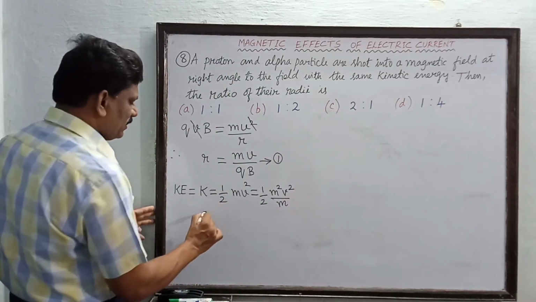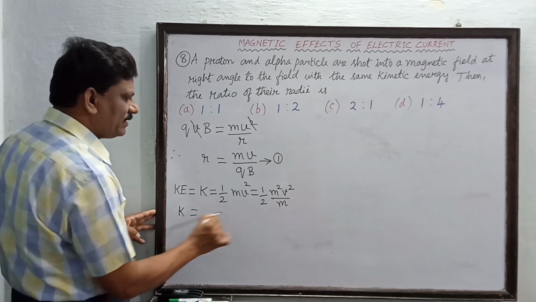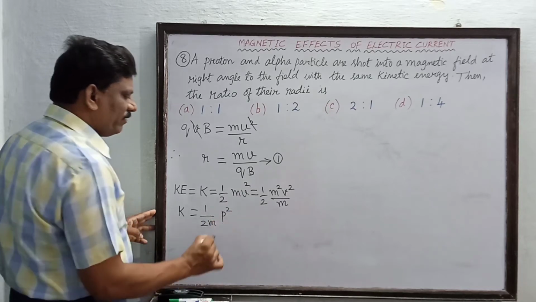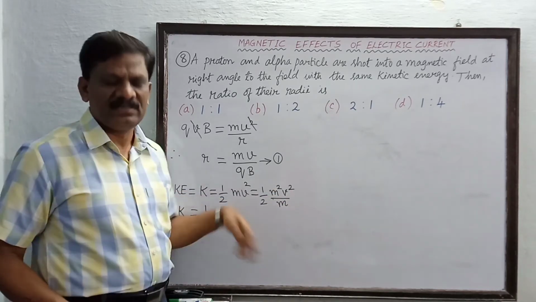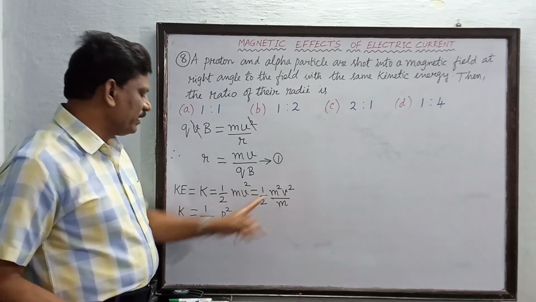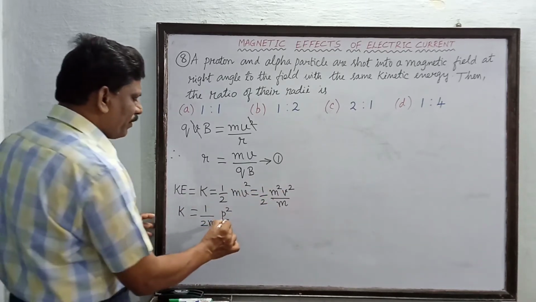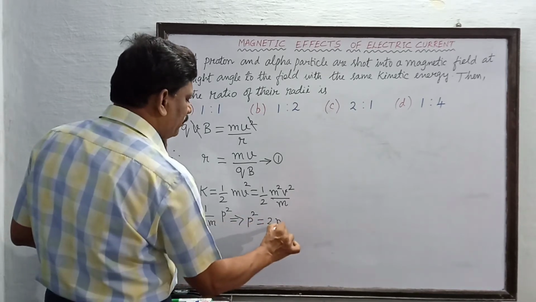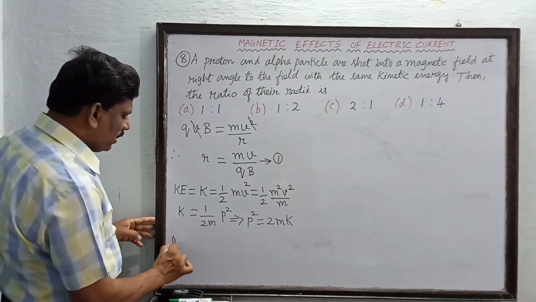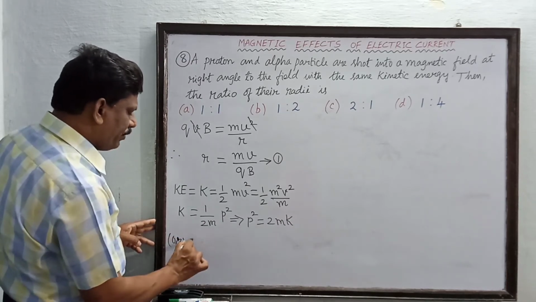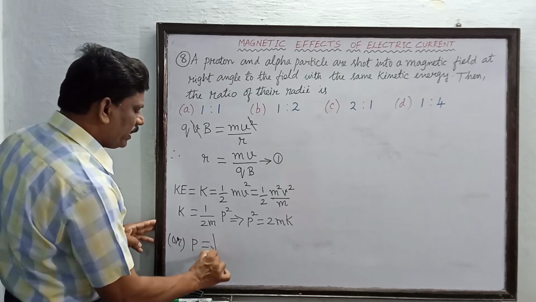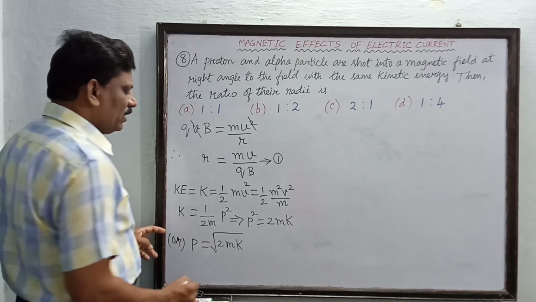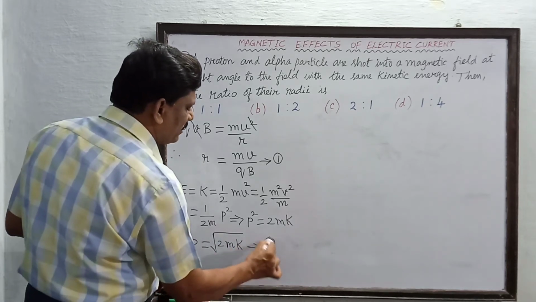Therefore kinetic energy is equal to 1 divided by 2m into P square, where P is equal to mass into velocity, that is the momentum of the particle. So m square V square has become P square. So this implies P square is equal to 2m into kinetic energy. Or momentum P is equal to square root of 2 into m into K. This is the second equation.